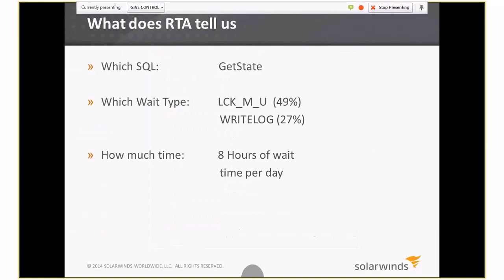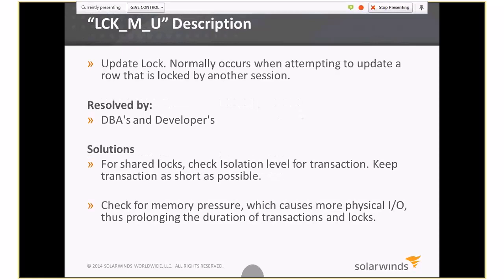So what does that information tell us? Our biggest problem in the database was get state. The wait types are lock, an update lock, and then write logs. The time being spent was 8 hours of wait. So let's go to the manuals. What update lock U means is, update lock normally occurs when attempting to update a row that is locked by another session, right? Who should resolve it? This is something we give in our tool.